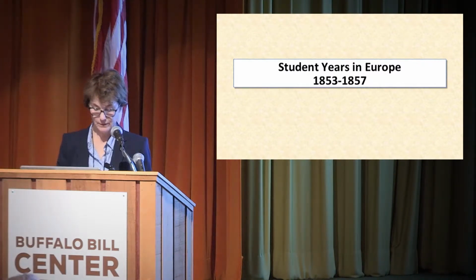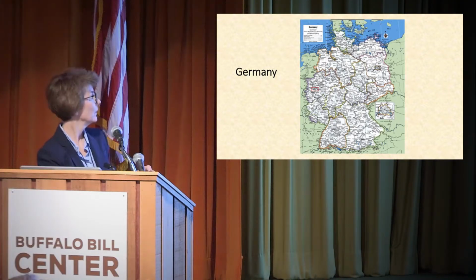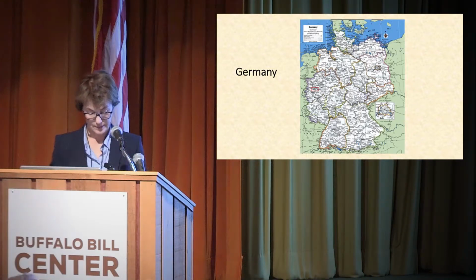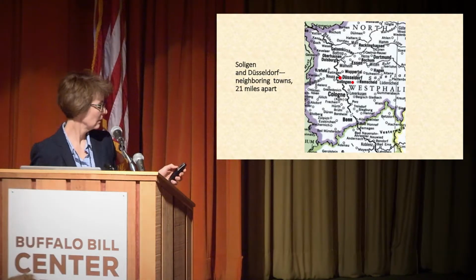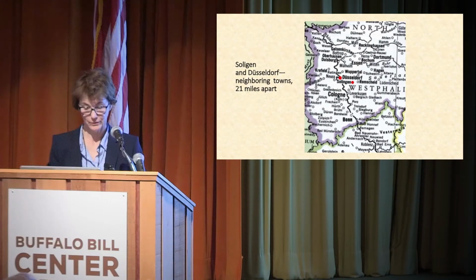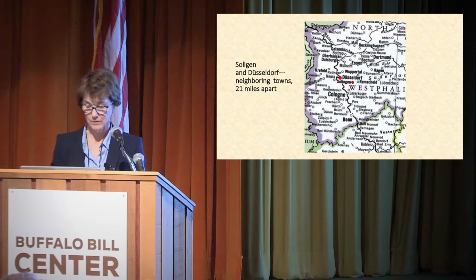In November of 1853, at the age of 23, Bierstadt left for Europe to study art in Dusseldorf, Germany, spending almost 4 years abroad, returning in the summer of 1857. This is an overall map of Germany, and Dusseldorf is in this red square, and this is a detail of the red dots. This is Solingen, where he was born, and then this is Dusseldorf, so they were only 21 miles apart. So it's kind of natural for him to gravitate back there. Dusseldorf was a vibrant and popular art center and continues to be so today.